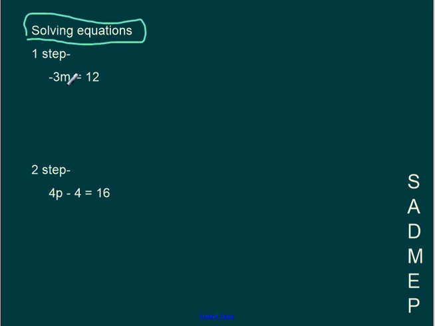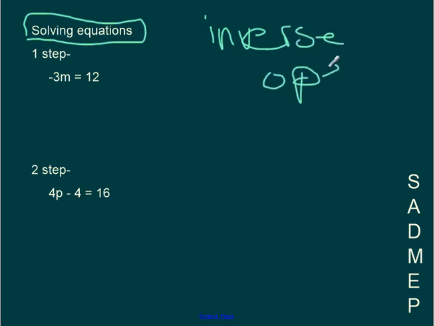So my one-step equation is negative 3m equals 12. Anytime you're solving equations, I want you to use inverse operations. I know that you guys have probably heard this term before last year, or at least I hope you have. Inverse operations tell us how to undo an operation that's happening to a variable. An operation could be addition, subtraction, multiplication, division. It could even be square or square root.